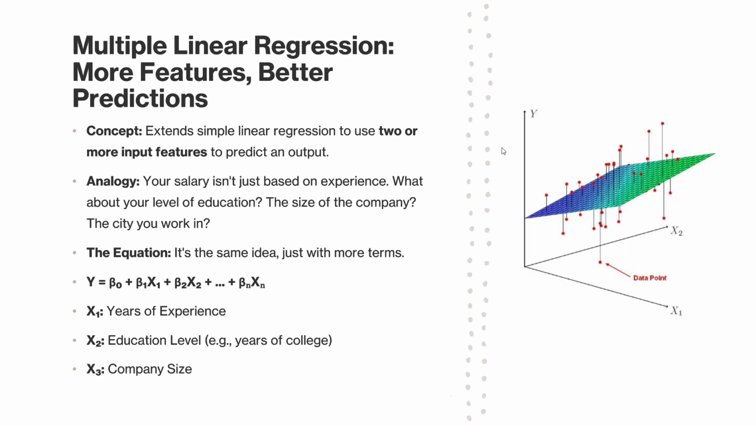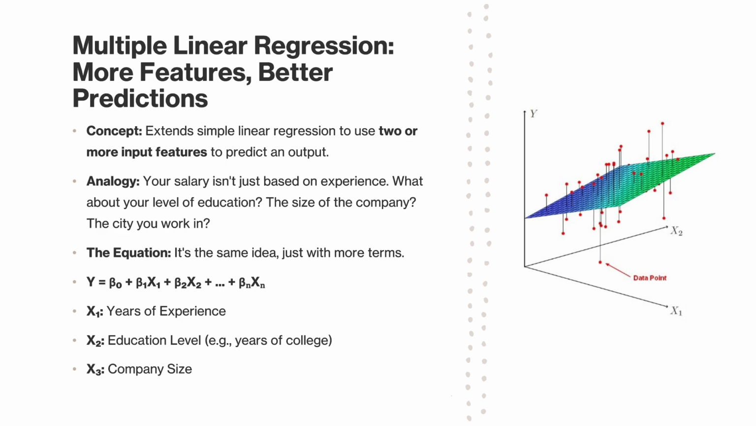Now you all may be thinking, in simple linear regression, we have only one input parameter. But in the real world, we have thousands of parameters. How do we do this? Very simple. There's another one called multiple linear regression, where there are more features, leading to the model getting more data or information, leading to better predictions.